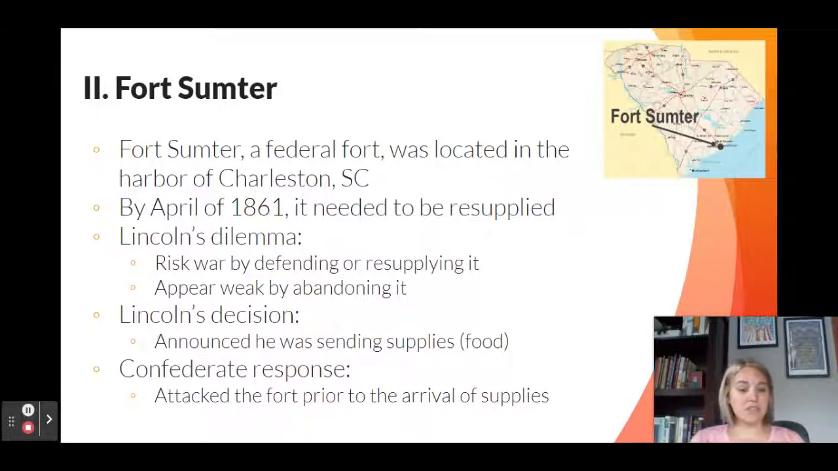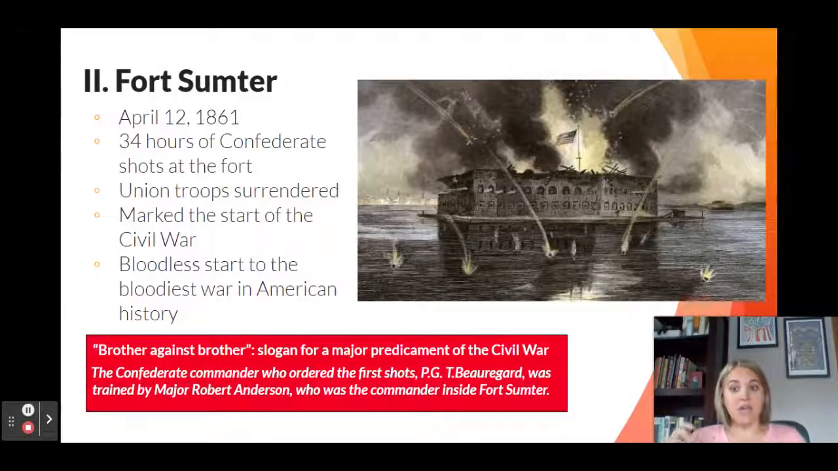He decides he is going to resupply the fort with food supplies primarily, and the Confederate response then is to attack the fort prior to the arrival of the supplies. So at Fort Sumter, these first shots were fired on April 12th of 1861. There were 34 hours of shots at the fort, but there were actually no casualties besides a Confederate horse. The Union troops did surrender, and this marks the start of the Civil War.